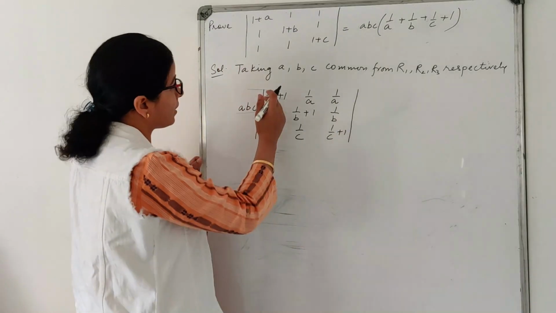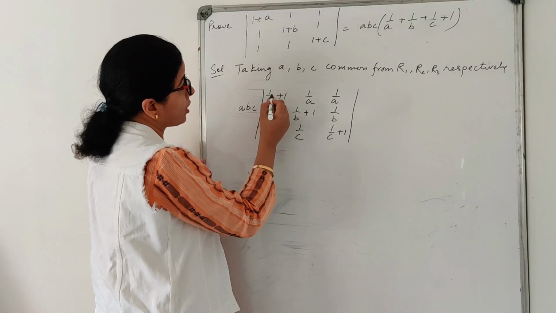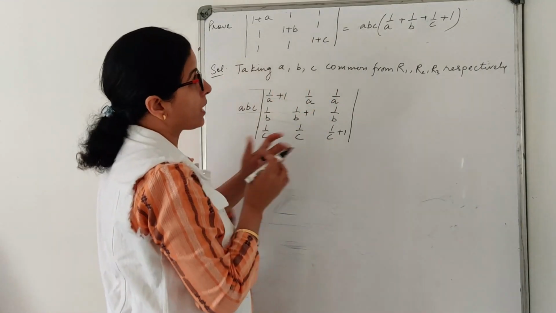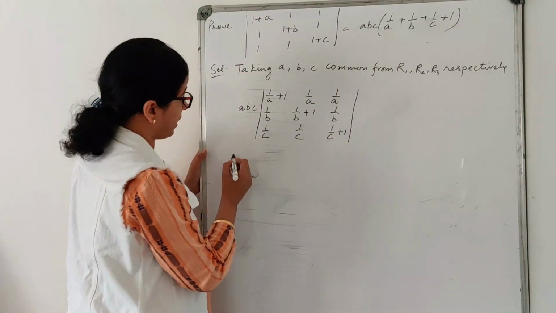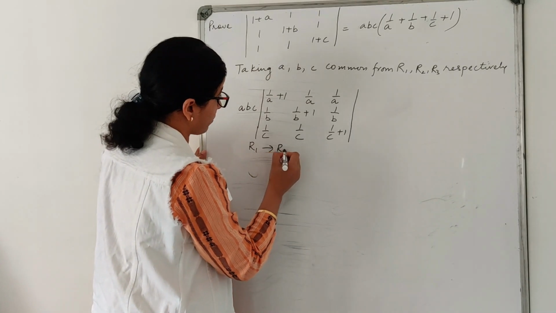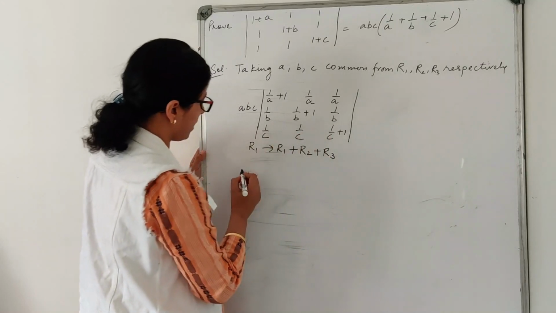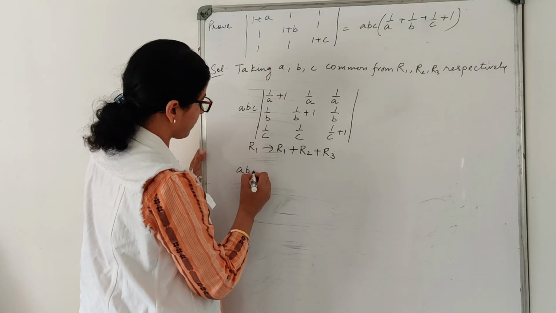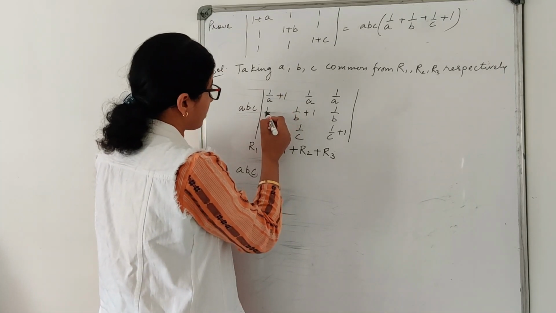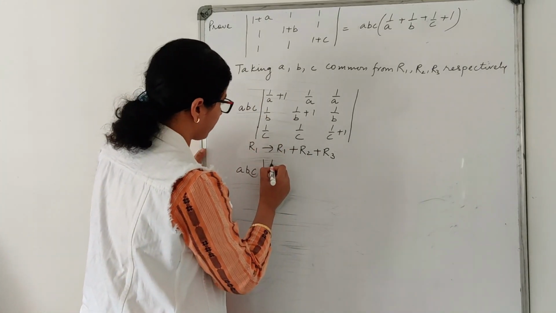So if I add the rows, R1 plus R2 plus R3, I will get 1 upon A plus 1 upon B plus 1 upon C plus 1. Right? And then I can take out common, so I will get my desired result. So what I am going to do: R1 tends to R1 plus R2 plus R3. So A, B, C. I am adding the rows, so the first element of the row will be added to the first element of the second row plus the first element of the third row.